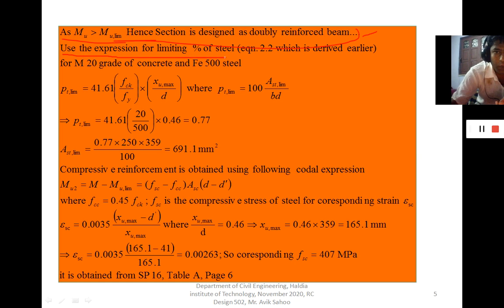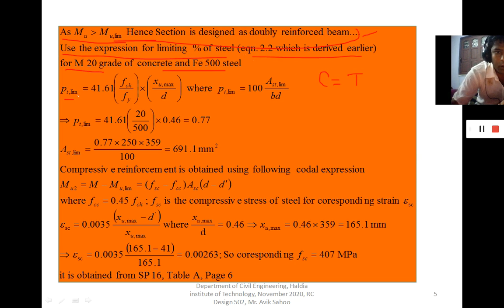Use the expression for limiting percentage of steel using equation 2.2, which is derived earlier for M20 grade of concrete and Fe500 steel. So first we find out the limiting percentage of steel using equation 2.2. How do we get this expression? In a balanced section we just equilibrate the forces. Total force is 0. We apply the force equilibrium equation and we get this relation.